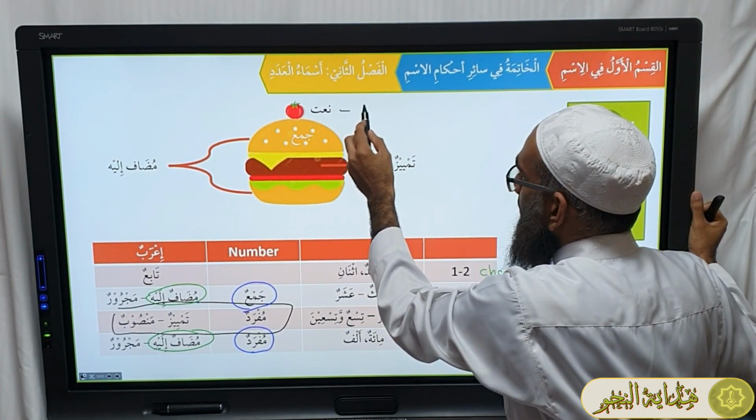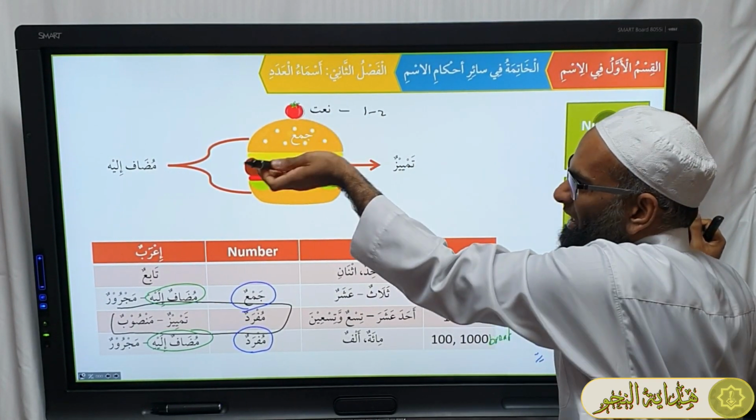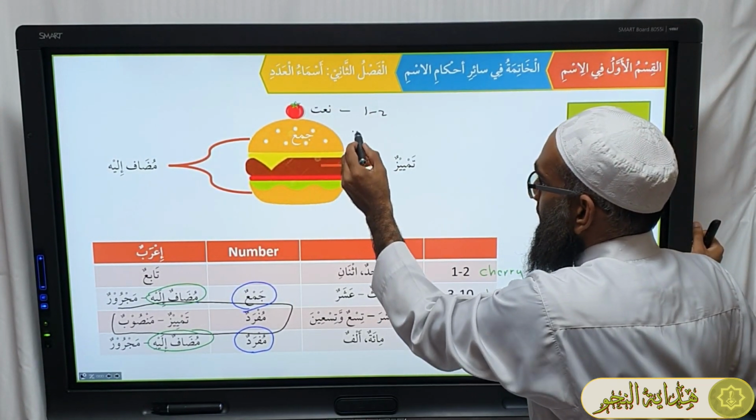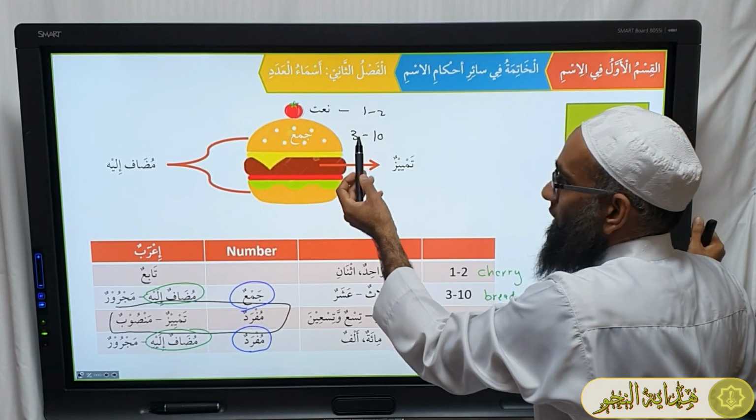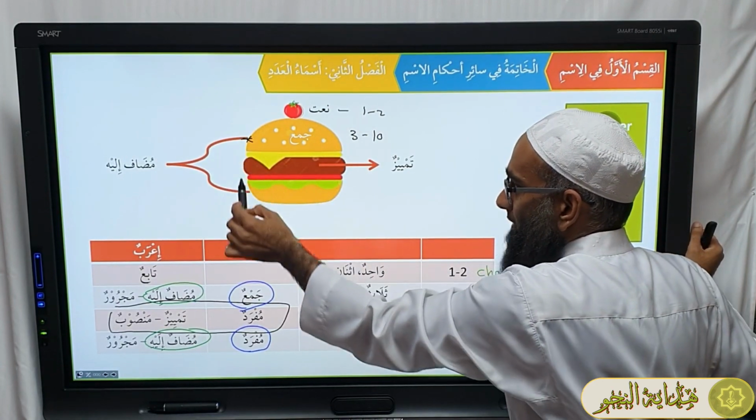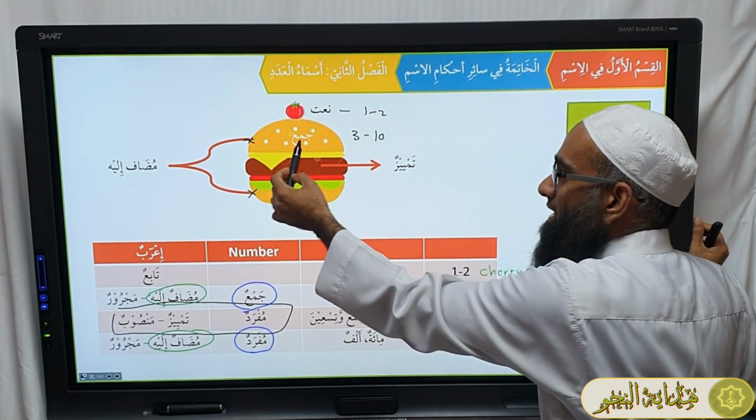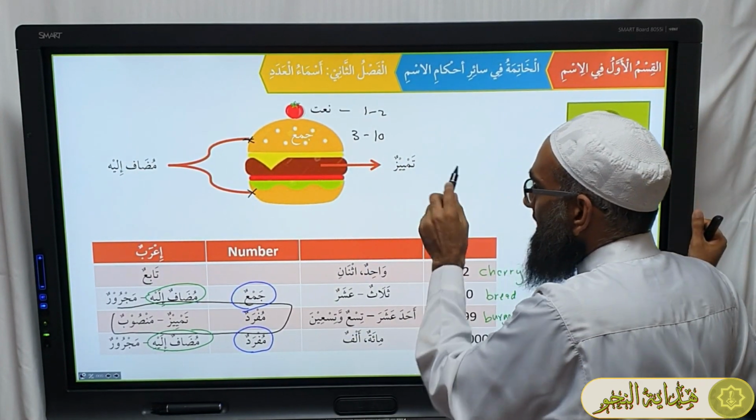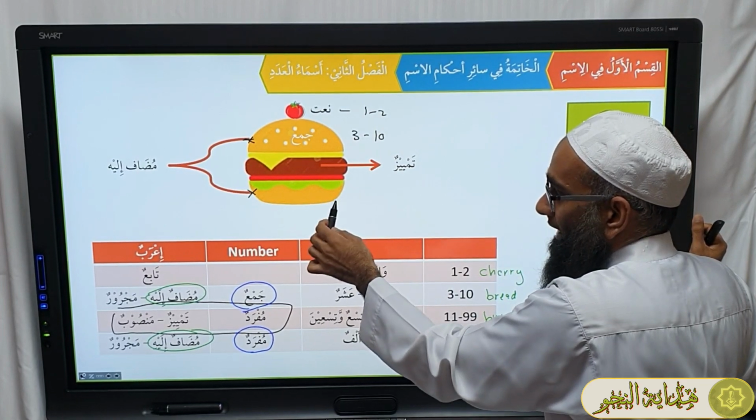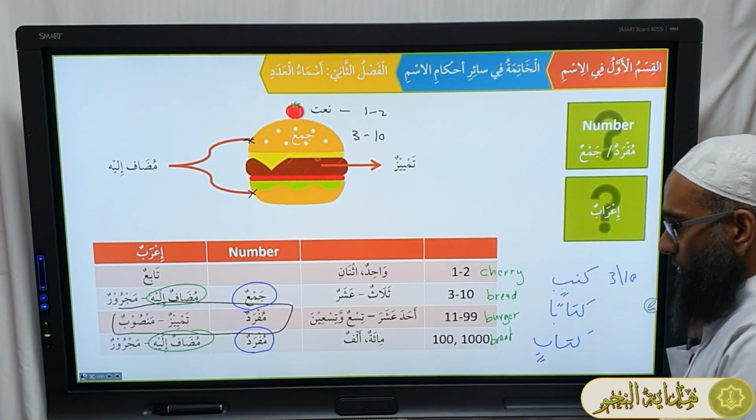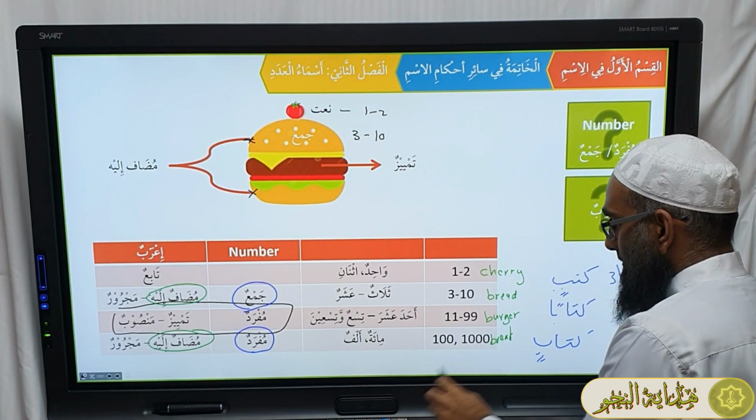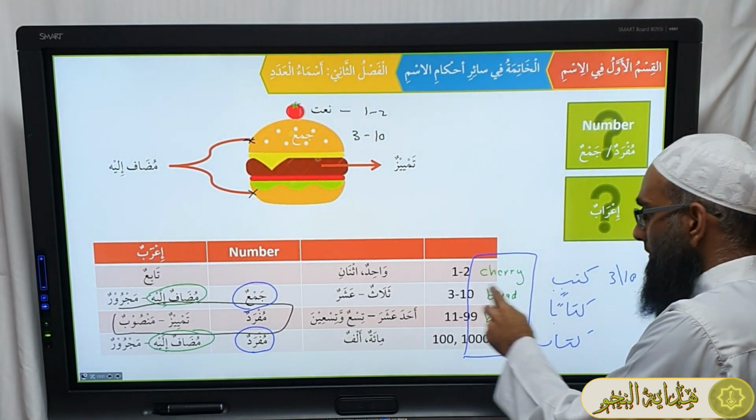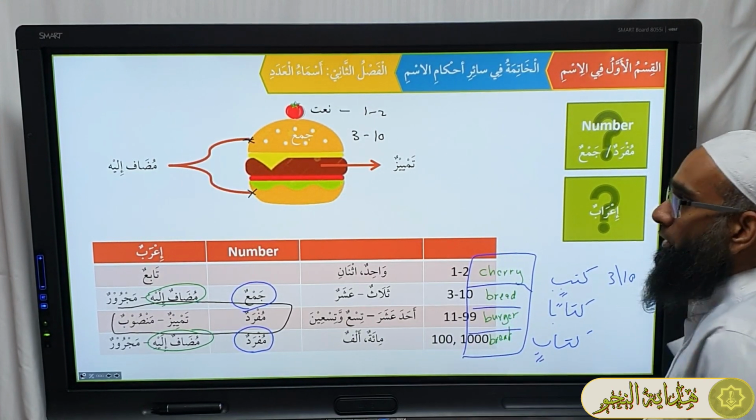So, numbers 1 to 2 is extra. If you want to design, it looks good, you can take it off. Then 3 to 10 is going to be, both of these are the elements, mudaf ilay. But if there's a sesame seed, that means it has to be plural. Many sesame seeds, so plural. And then in between, tamiz, mansub. And then back to mudaf ilay again, but singular because no sesame seeds on this one. So the 4 layers of our numbers. Cherry, bread, burger, bread. But this bread is going to be plural, this bread is singular, and the burger is tamiz, mansub.